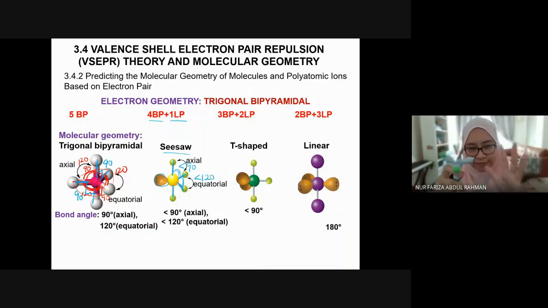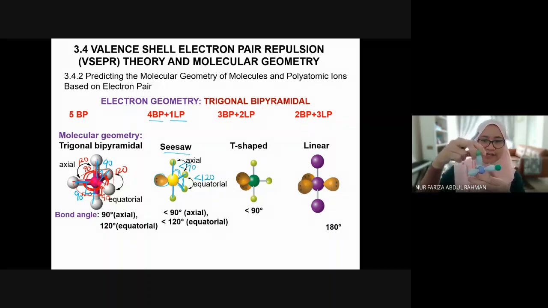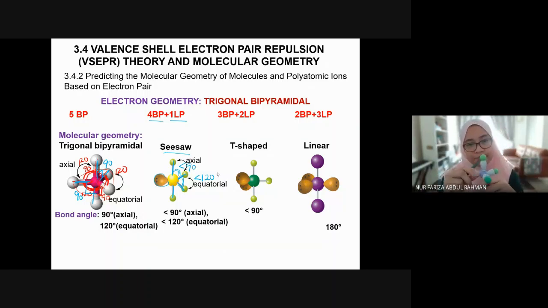When you get a trigonal bipyramidal, you have to identify the equatorial position and the axial position. Do that first because then it will be easier for you to imagine. If you can't see where the equatorial is, look for the three, like the spinner. So the three will be your equatorial. Okay, so that is seesaw.